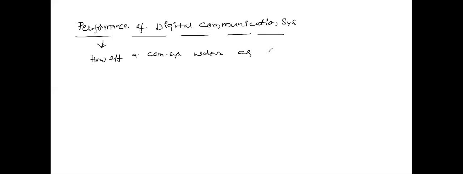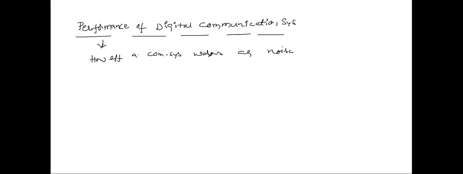Okay. So what do you mean by performance in the first place? Performance means how effectively a communication system works against noise. So when you compare with the noise, how effectively a communication system is working, that actually tells about the performance. If the performance is good, it means that particular communication system is working well with respect to noise.